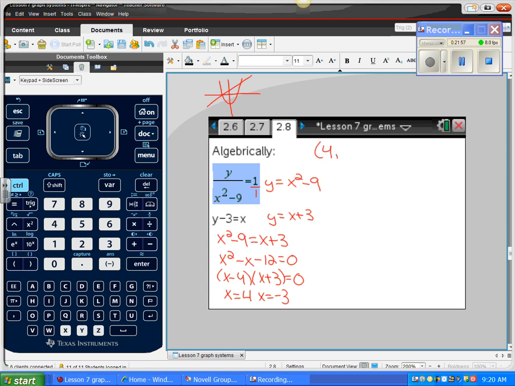Okay, so you have your x values. You need to find your y's. How do we find your y's? Which one should we use? Which equation? Probably this one would be the easier one, right? So y equals 4 plus 3, or y equals 7. So that's going to go with my 4. Y equals negative 3 plus 3, or y equals 0. So those are my solutions.